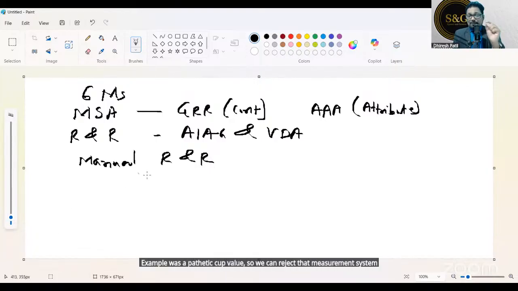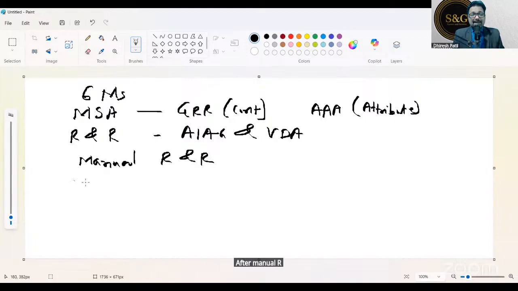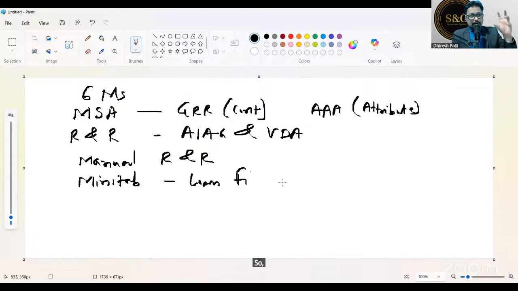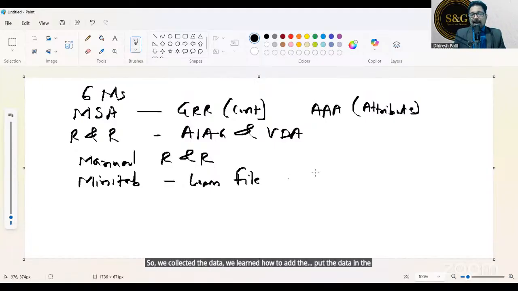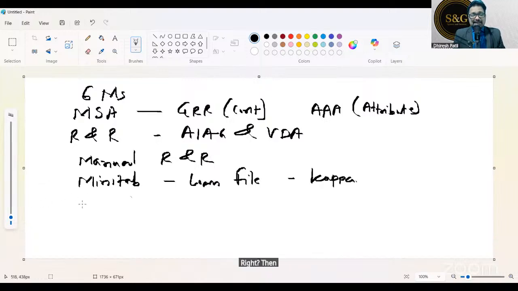Okay. After manual RNR, then we have seen the Minitab example, with the loan file example. So we collected the data, we learned how to put the data in Minitab and how to check the kappa value, right? Then we have seen a manual calculation of kappa value with the formula.